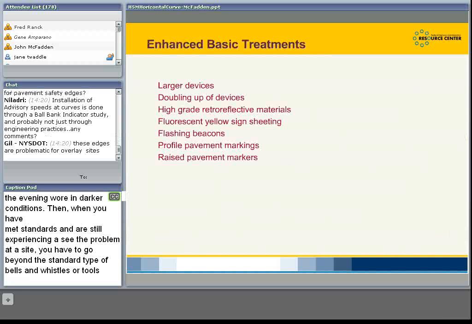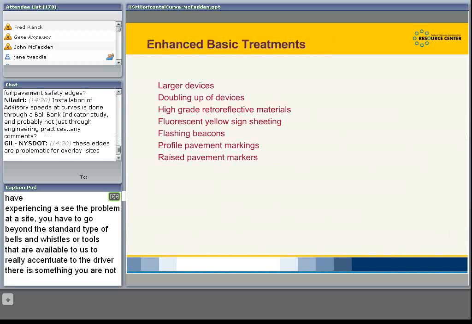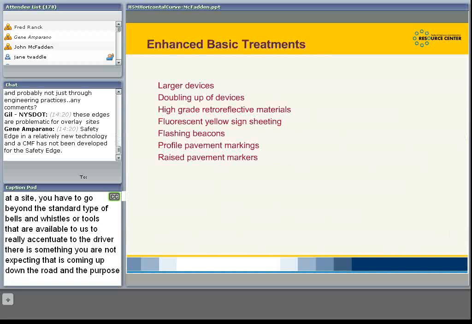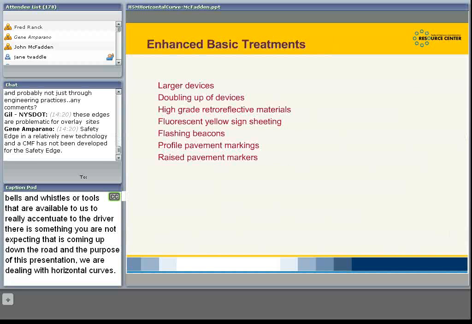And it provides a visual cue. The major benefit is not in daylight conditions. It would be more pronounced in the evening or in darker conditions.